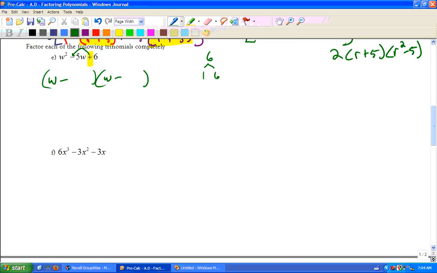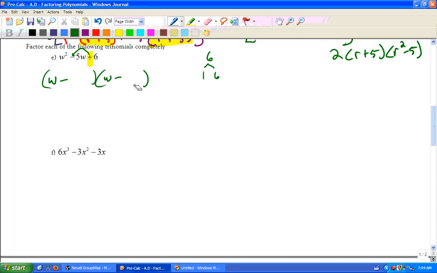If you try 1 and 6, w minus 1, w minus 6, well, when you FOIL these out, you'd be left with negative w minus 6w, which gives you negative 7w. Not what we're looking for, so it's wrong. Let's try another set of factors.